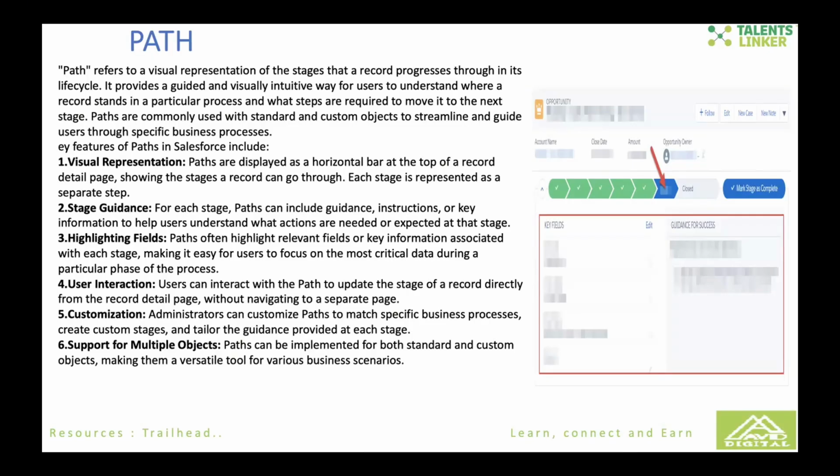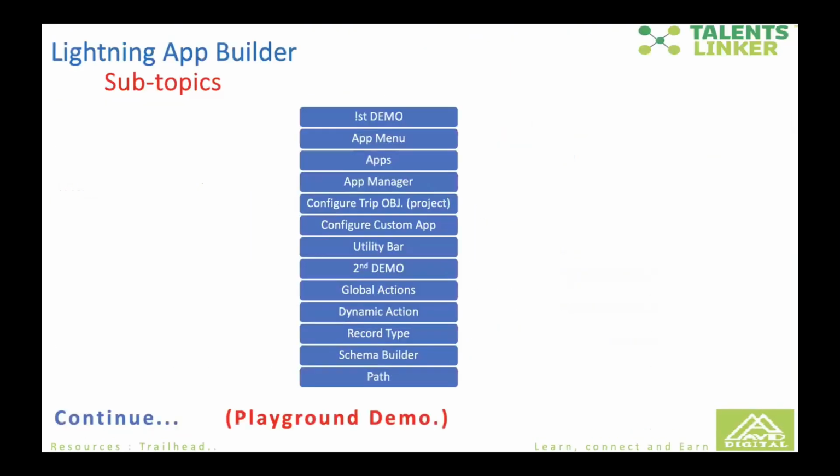You have the associated fields, where key information associated with the stage can be enabled. We did all that. Users interact with the path, and then customizations. The administrator can customize paths to match specific business processes, create custom stages, and tailor the guidance provided at each stage, like the way we customized the path to have different things to do with installation, and another has to do with production at the end of the day. Then you can as well support multiple objects. Paths can be implemented for both standard and custom objects, making them a versatile tool for various business scenarios.